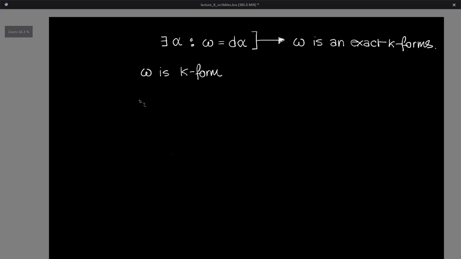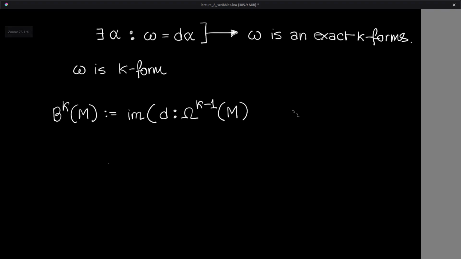So let's define the set of all of these exact K forms. We call that Bk of M, and it's defined to be the image of d from omega k minus 1. This is why I was saying that we needed to specify the exterior derivative operator, because this is not the same one as the one we defined last time. That goes to omega k of M.